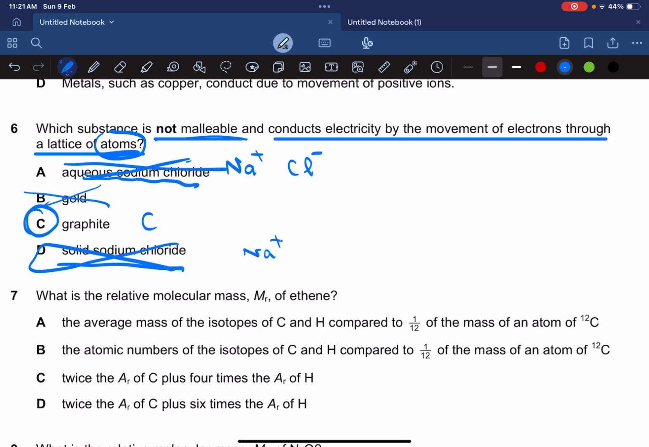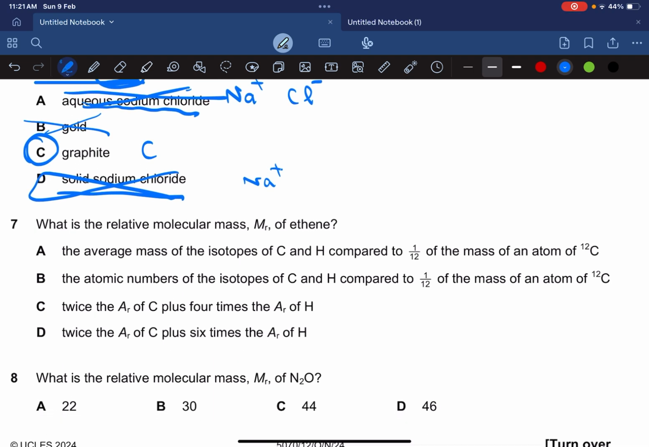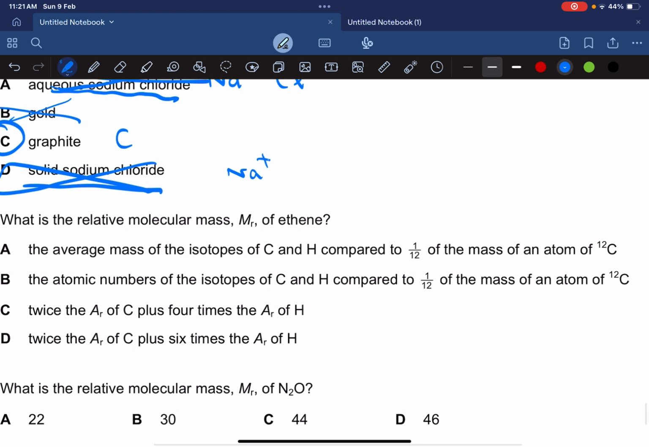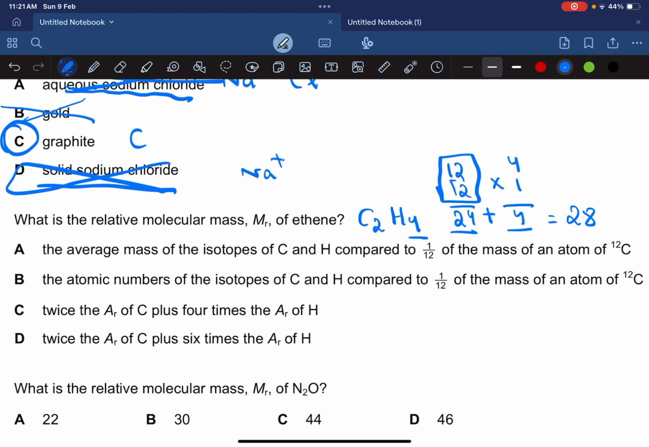Let's move on to MCQ number 7, which says, what is the relative molecular mass Mr of ethene? The average mass of the isotopes of C and H compared to 1/12 of the mass of the atom of carbon-12. Let's calculate it ourselves first because these options are super confusing. They're going to confuse you guys and might mislead you as well. So ethene is C2H4. That means 2 times the mass of carbon, that's going to be 24, plus 4 times the mass of hydrogen, that's going to be 4, and that's going to make a total of 28. So we have taken 2 times the mass of carbon, which was 12, so 12 plus 12, and 4 times the mass of hydrogen, which was 1.